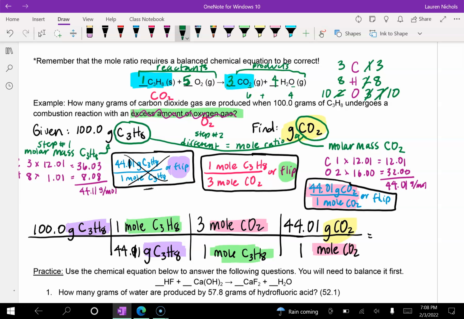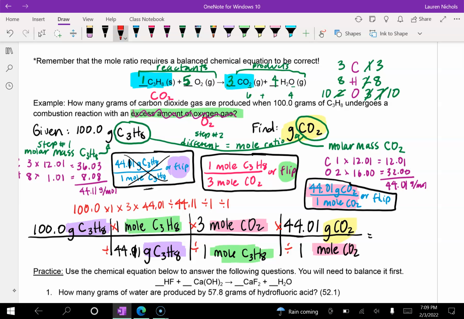Now remember, when you put this in your calculator, it's important that your given goes first. So it would be 100.0, and we can just multiply across. So times 1 times 3 times 44.01, and then we just divide by everything that's at the bottom. Divided by 44.11, divided by 1, divided by 1. So again, you're dividing by everything at the bottom, and you're multiplying by what's at the top.